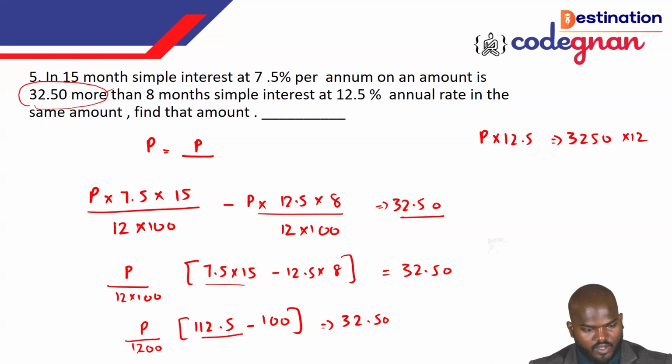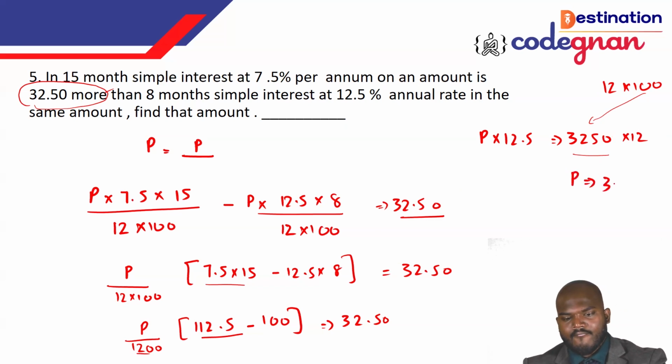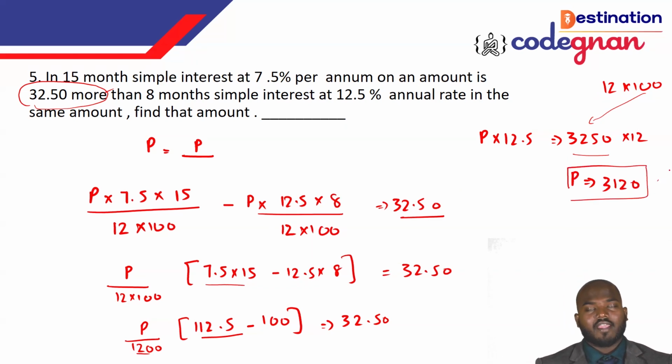So I'm just breaking down the 1200 into 12 into 100. If I make the 100 by 32.50, it will become 3250. That's the thing: if I multiply a decimal with the real elements, it will always make confusion, so we shouldn't do that. Once you work this out, the principal is equal to 3120. That is the exact answer, the principal amount we get here in the question.